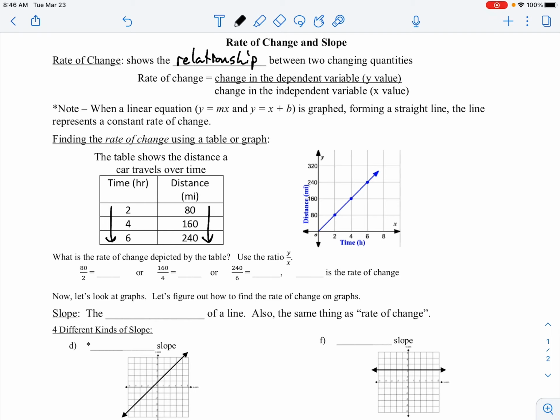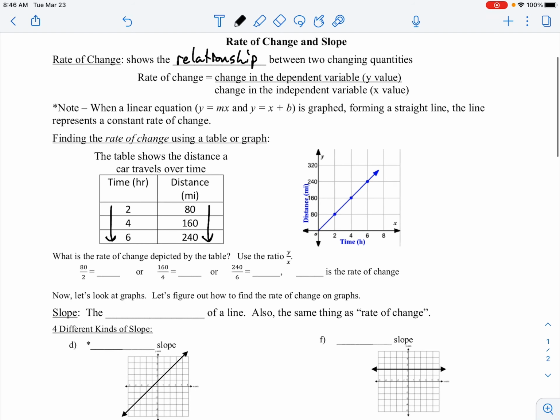So how we find our rate of change is we do the change in the dependent variable, or the y value, divided by the change in the independent variable, or the x value. So you can think of this as y over x, just like we found our m, our proportional constant, in multiplicative relationships.